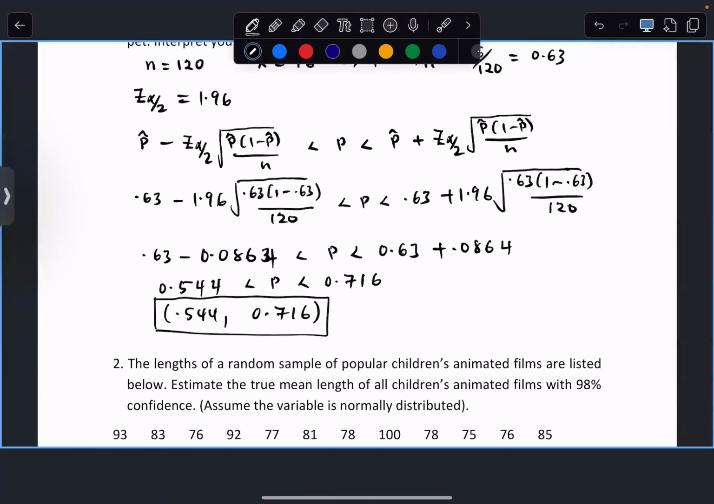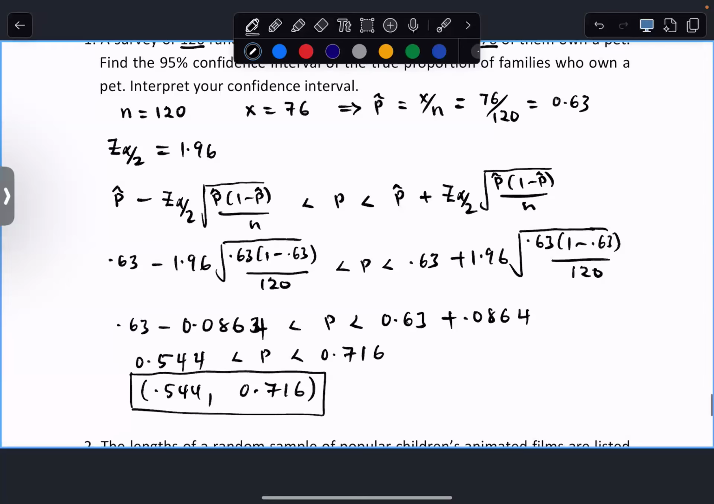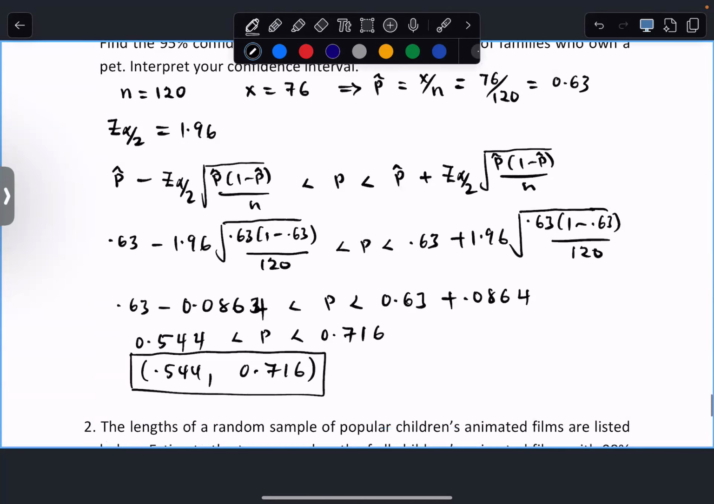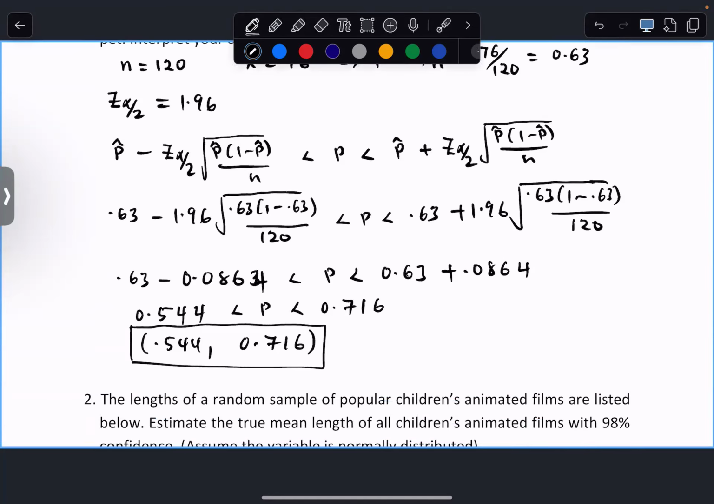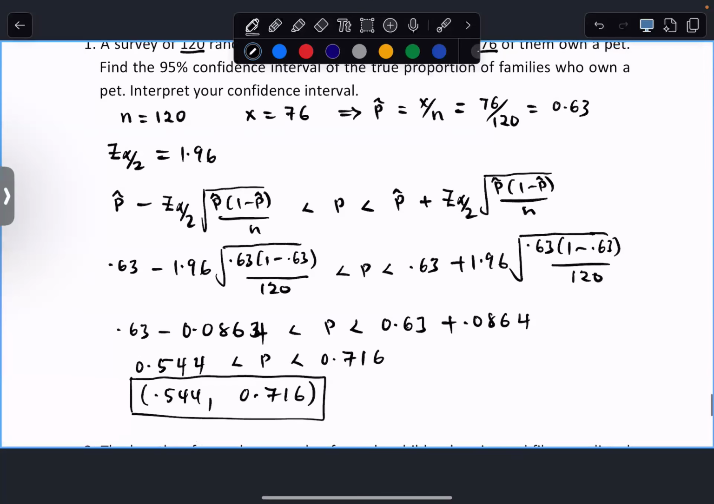So I did not leave space for interpretation because of how I write, but I expect you to have the interpretation, or some space for the interpretation. You can write it anywhere. Who wants to interpret this one?